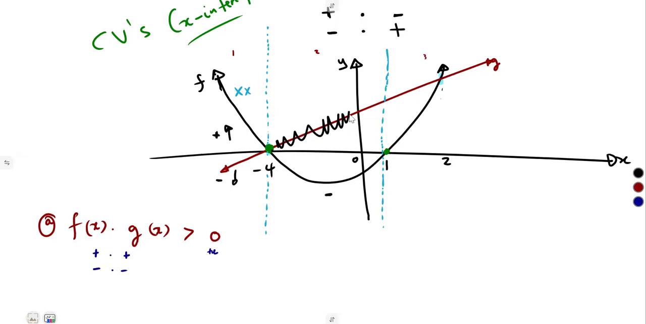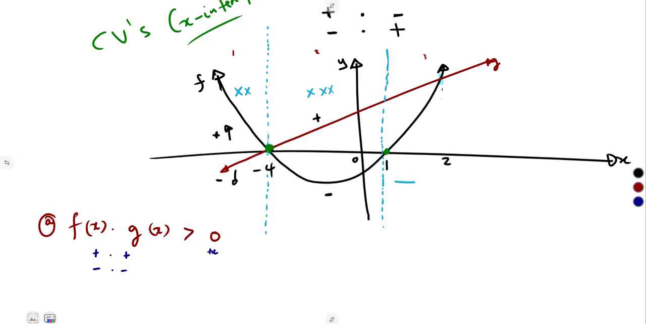Whereas our G in that interval from -4 up to 1, as you can see, is above, on top of the x-axis. That is a positive. So we still have the same condition: one is positive, another one is negative. This does not satisfy our condition because both must be positive or both must be negative. If you multiply this, you're not going to get a positive. So that region is also wrong.